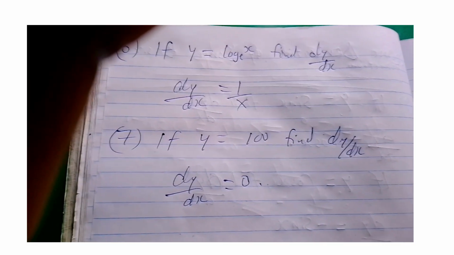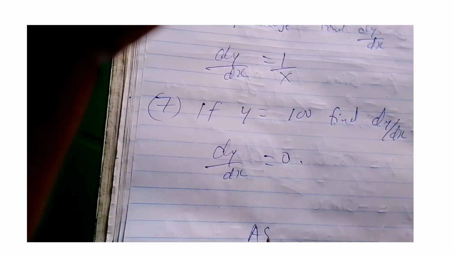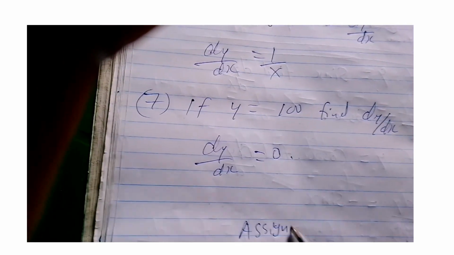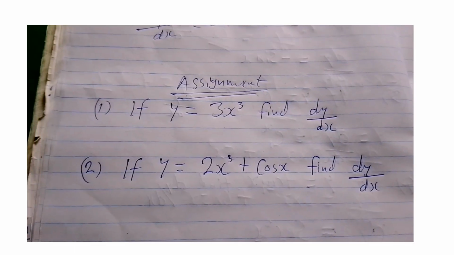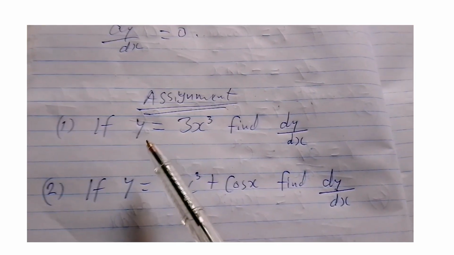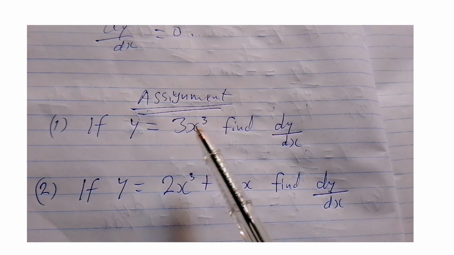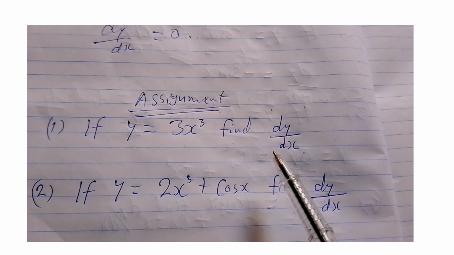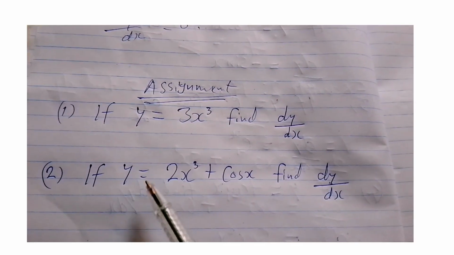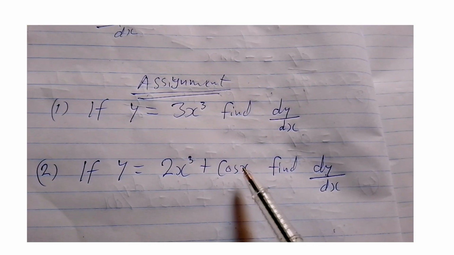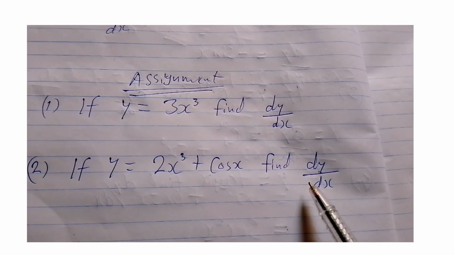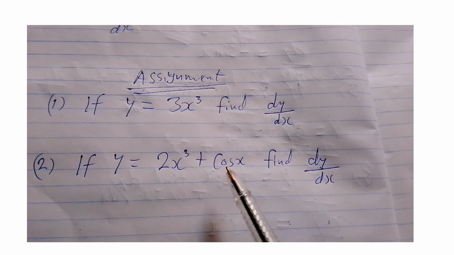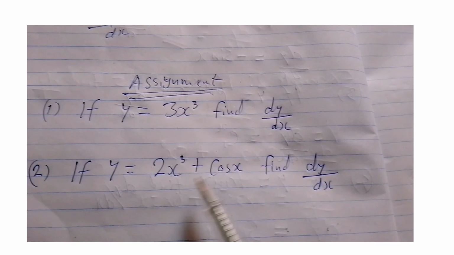So please just pay attention to all these standard derivatives of every function that I gave here, because we're going to apply them in solving past questions. I also want you to do this assignment for me. Number 1, if y equals 3x cubed, find dy over dx. Number 2, if y equals 2x cubed plus cos x, find dy over dx. Now look at this cos x. You know how to derive cos x, right? When you derive it, you put it here. You know how to derive this guy, you put it here.